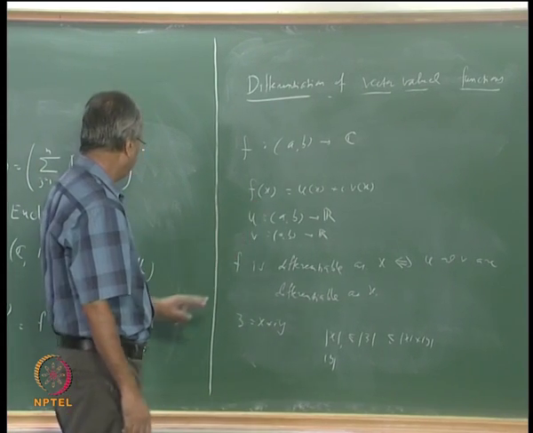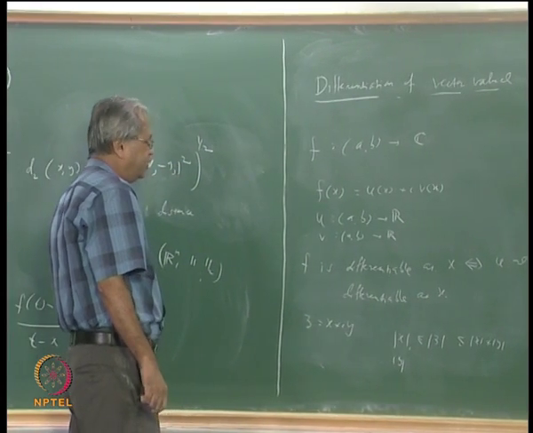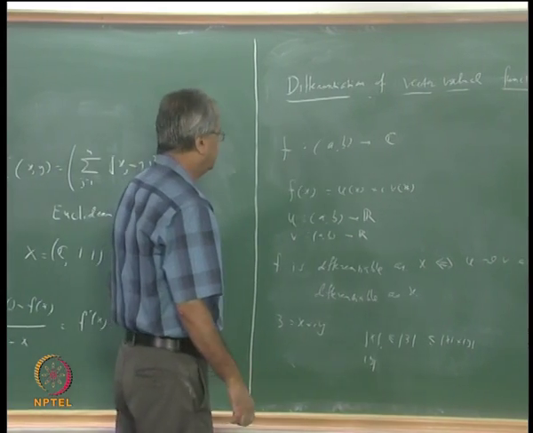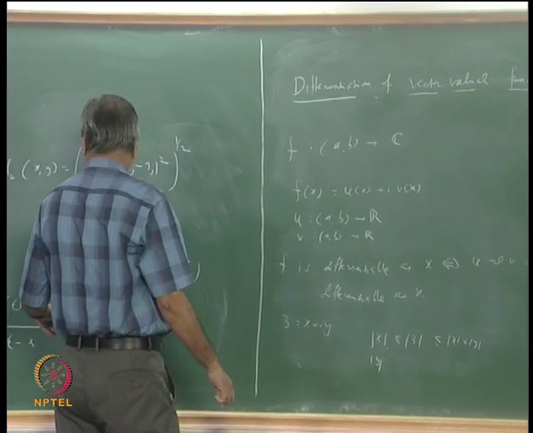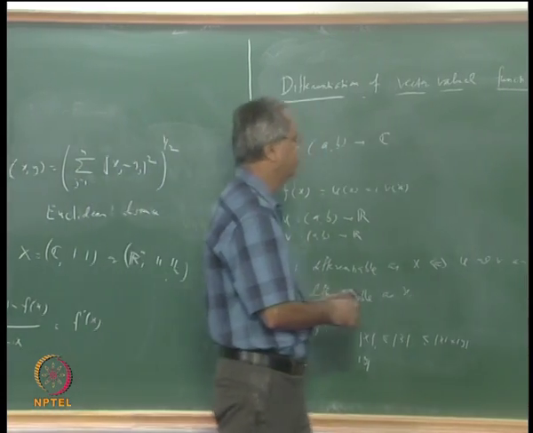So suppose you write f(x) equal to u(x) plus i v(x), and similarly f(t) will be u(t) plus i times v(t). What is going to happen is this.